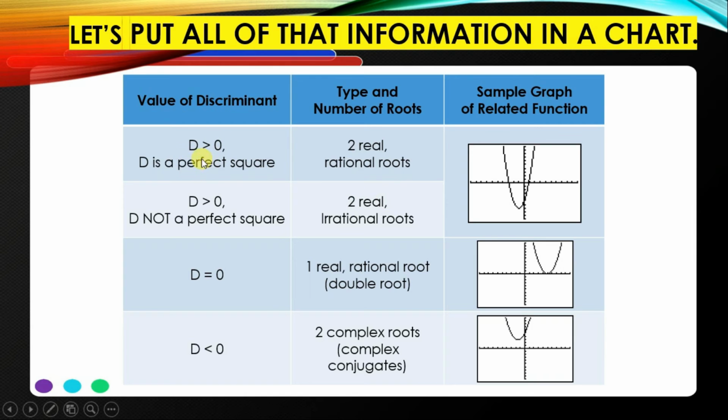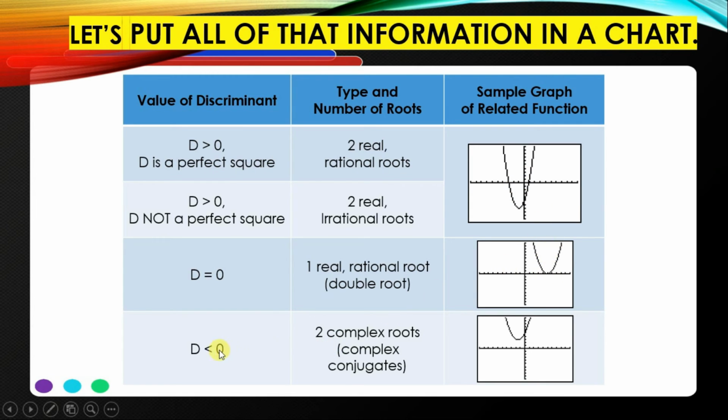As you can see, if our discriminant is positive, meaning greater than 0, we have two scenarios. If it is a perfect square, we have two real rational roots. If it is not a perfect square, we have two real irrational roots. And the graph, our parabola, will touch the x-axis twice. This is the first and this is the second. That's simple. Now, if our discriminant is equal to 0, we only have one real root. And the graph for that is that it will only touch the x-axis once. So you see the difference?